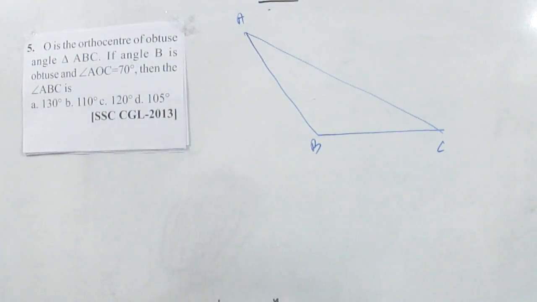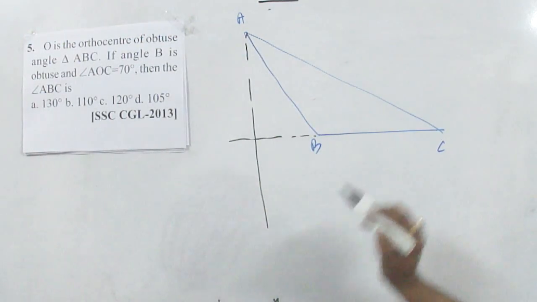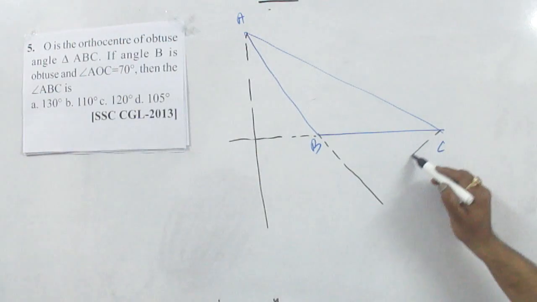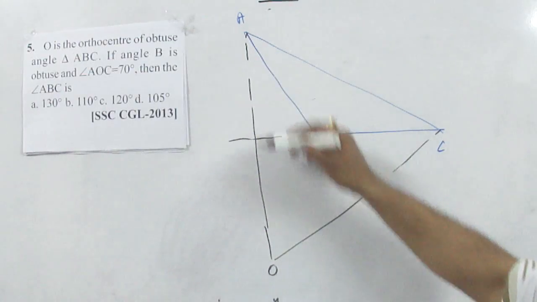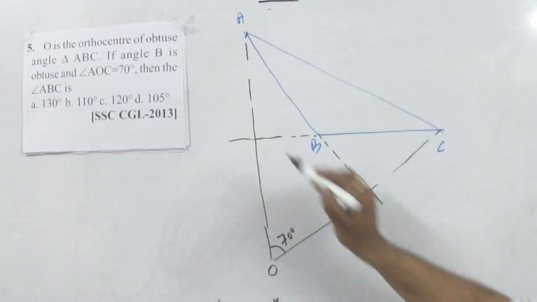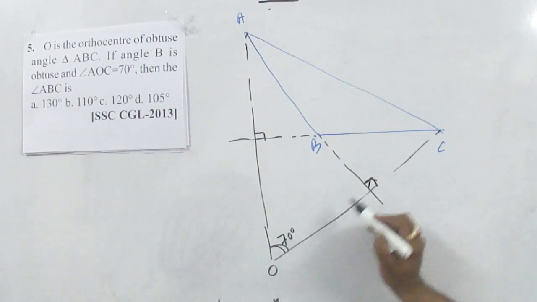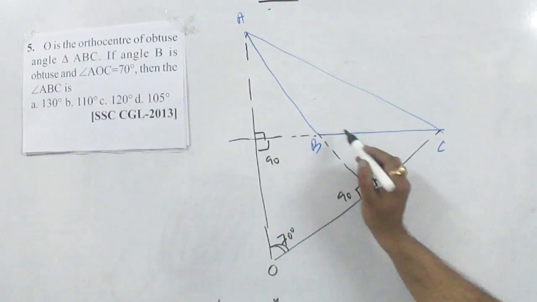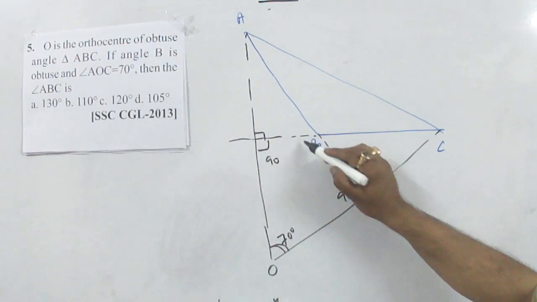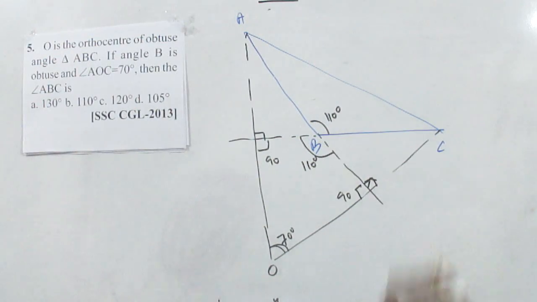So how can we get its orthocenter? We extend this side and draw a perpendicular from this side. We'll extend this side too and draw a perpendicular to it, and this is our O. Given that this angle is 70 degrees and O is the orthocenter, we draw perpendiculars from the vertex to the opposite side. This is 70, this 90, this 90, and it is a quadrilateral. The sum of angles of a quadrilateral is 360, so it would be 110, and this is vertically opposite. It is 110 again. So the answer of this question is option B, 110.